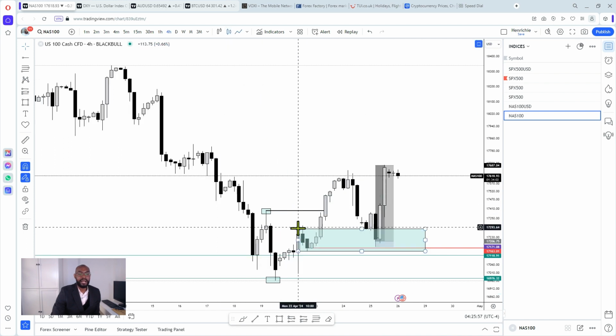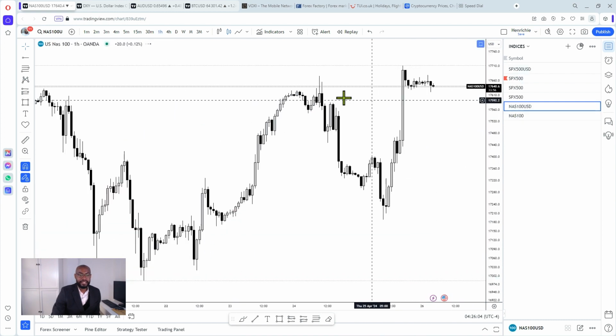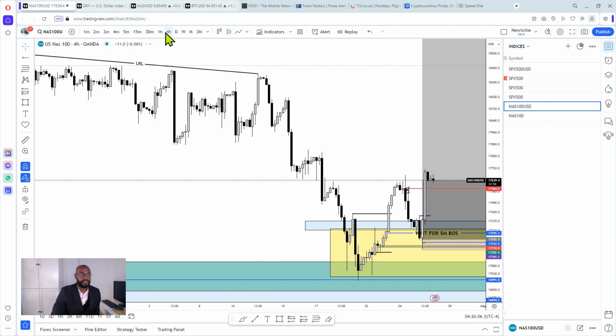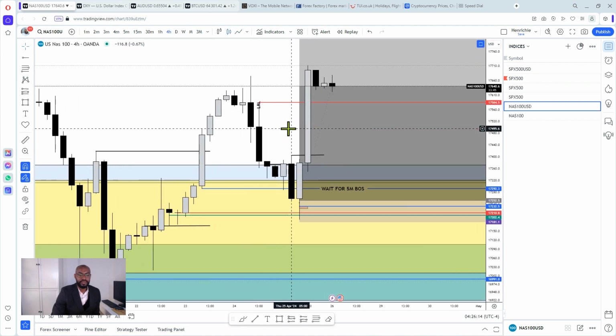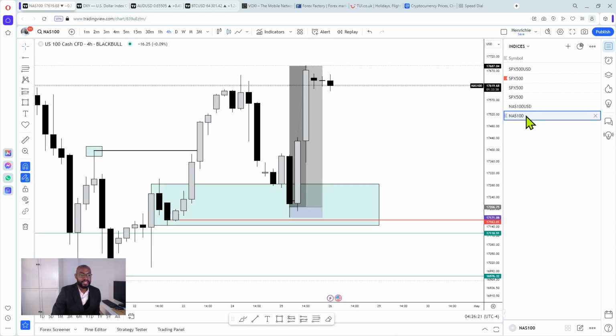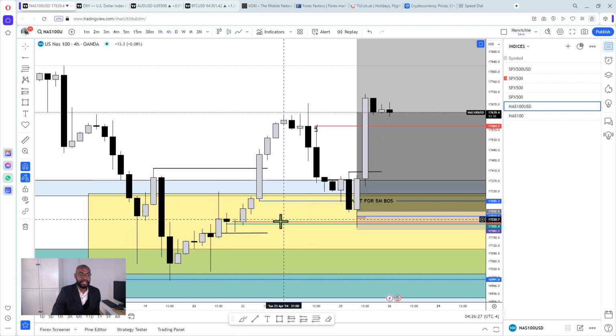So we'll go to the bar chart and you can see the red line. On this one, it didn't mitigate it. So let's check on Oanda. On Oanda, you can see the red line right there, and on this one, it mitigated it. For some reason, Black Bull didn't mitigate that position, but Oanda did, and Oanda was the one I was using for my analysis.